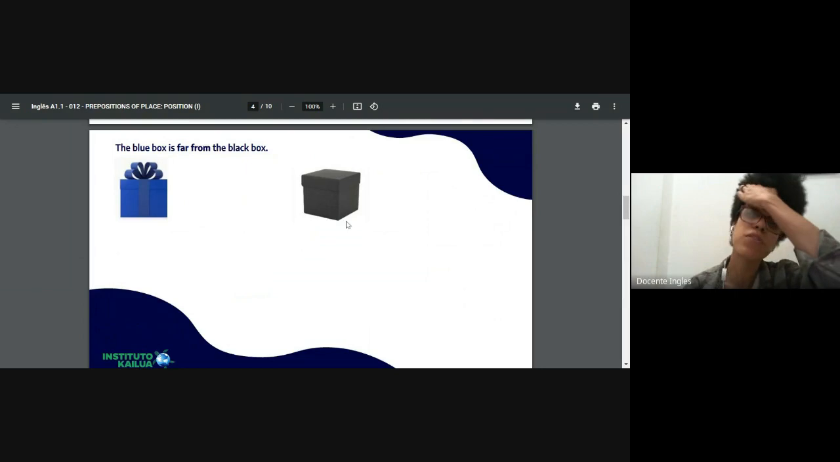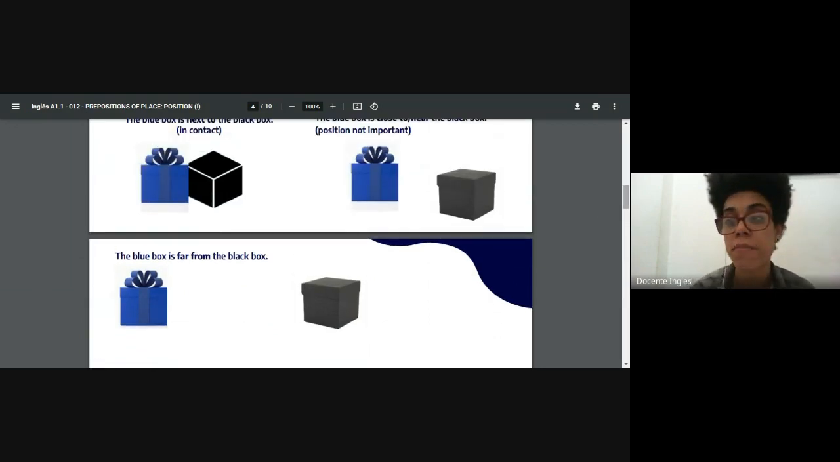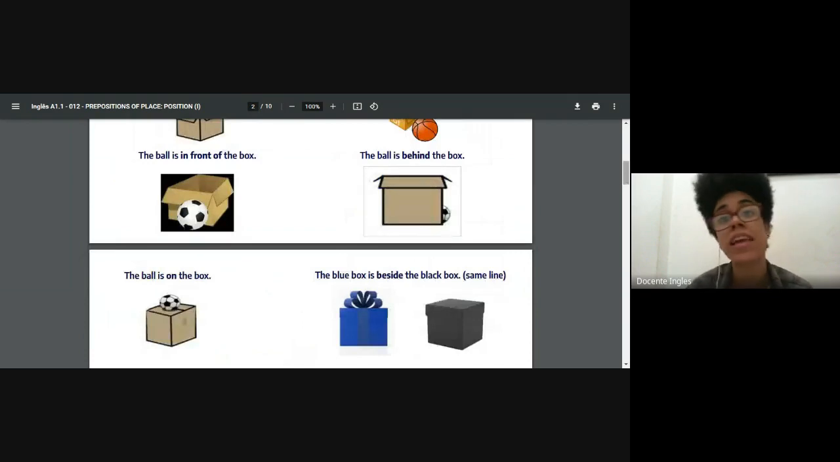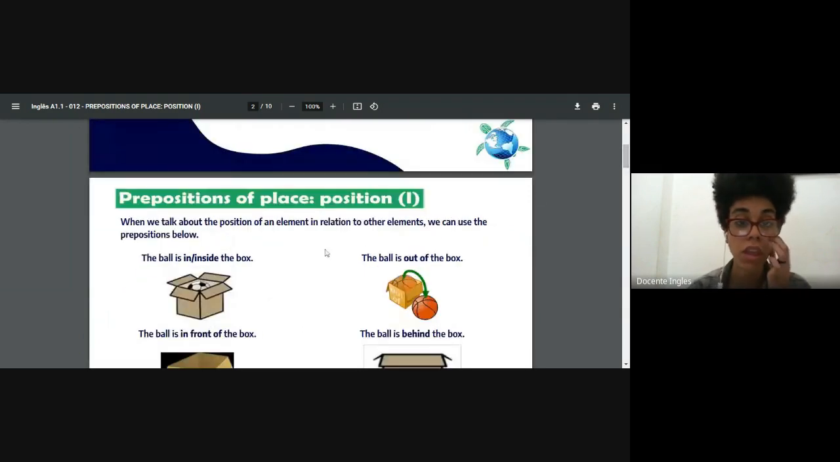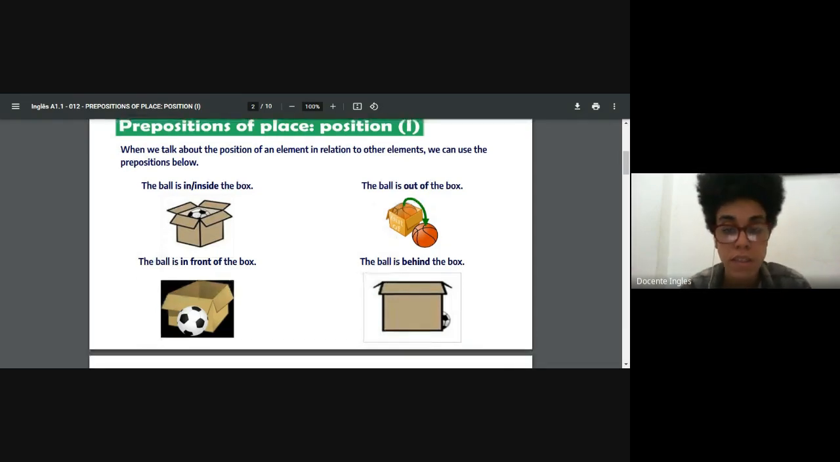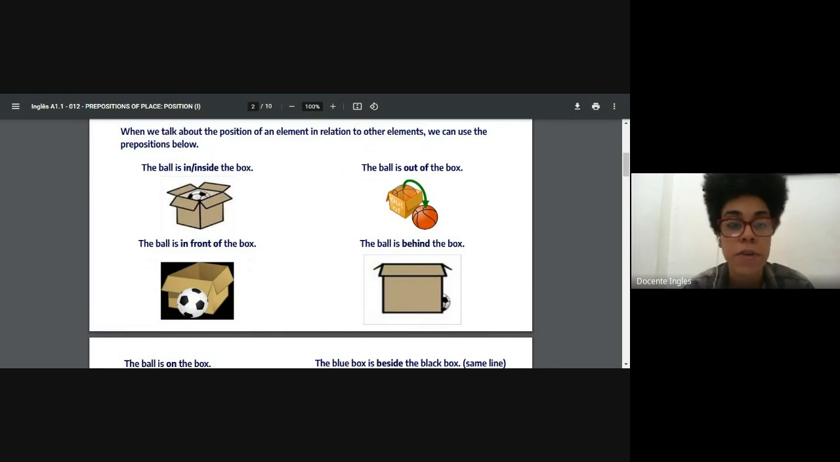So let's review the prepositions one more time. And remember, if you need, you can hit pause at any time in the video to check again and again the explanations, all right? So let's see. The ball is inside the box or in the box. So we have in and inside. The ball is out of the box. Out of is our preposition.